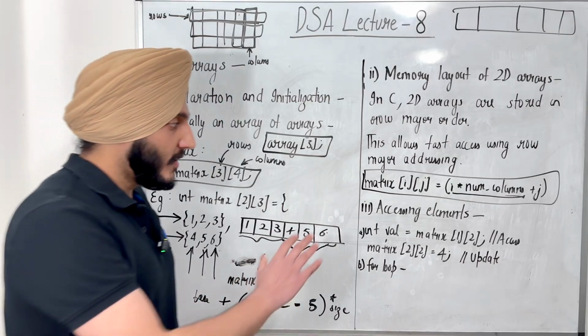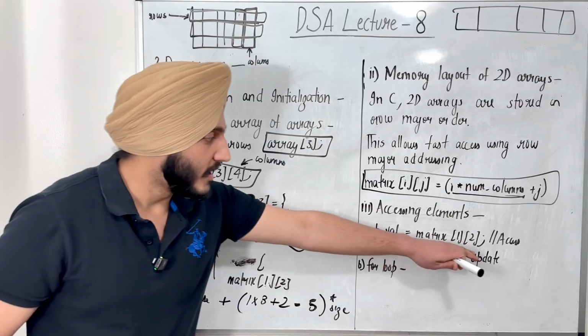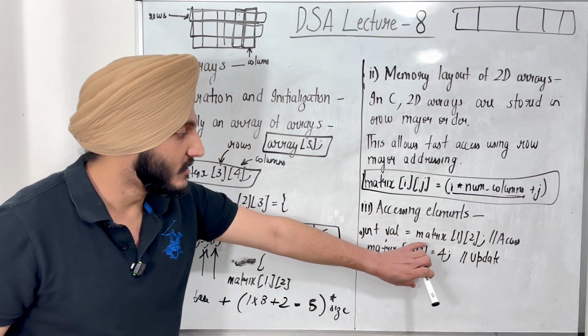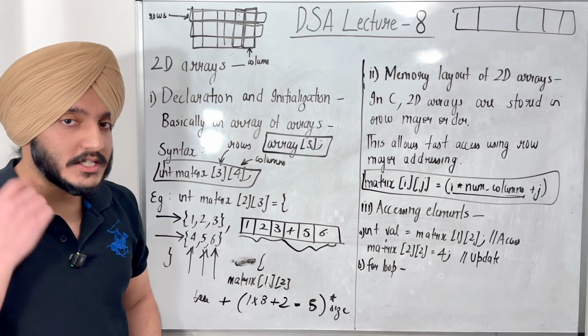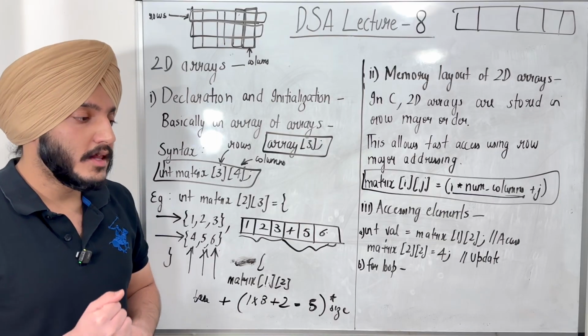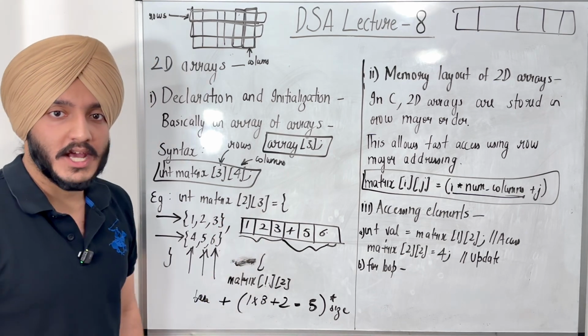Okay, the third one is very simple to understand. It's just accessing elements. So int val = matrix[1][2]. So this is just how we access the elements, right? And this is how you can update an element. And if you want to traverse a 2D array, once again, that's very important to understand. I want you guys to pause the video and try to figure out, if I give you a 2D array, how would you print all the elements in it?